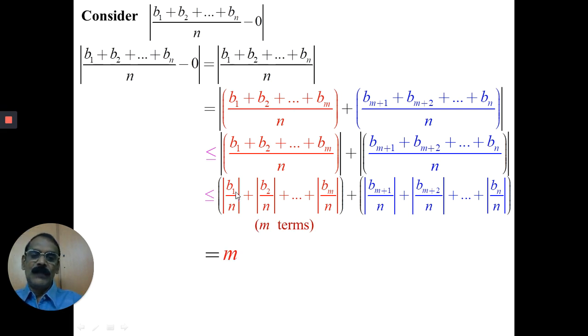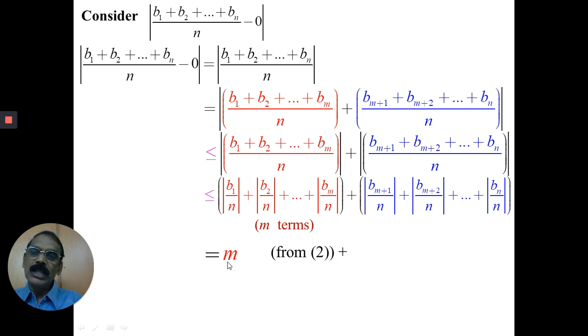Now, if you consider the first group, how many terms are here? There are m terms. Look at this: here 1, here 2, the last term is m. There are m terms. Therefore, this is equal to m.